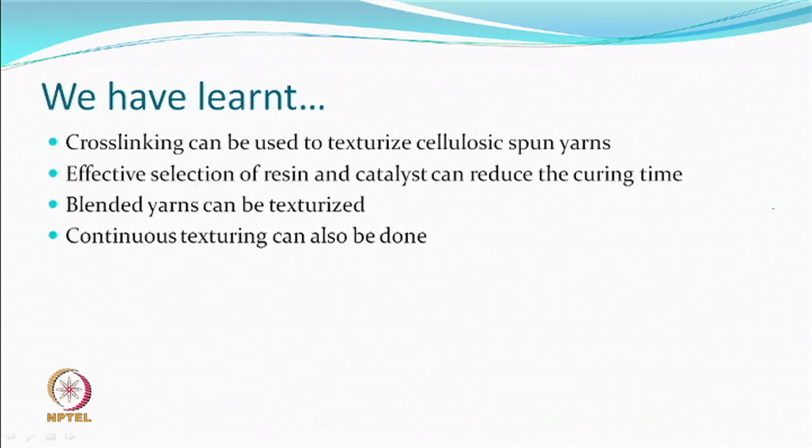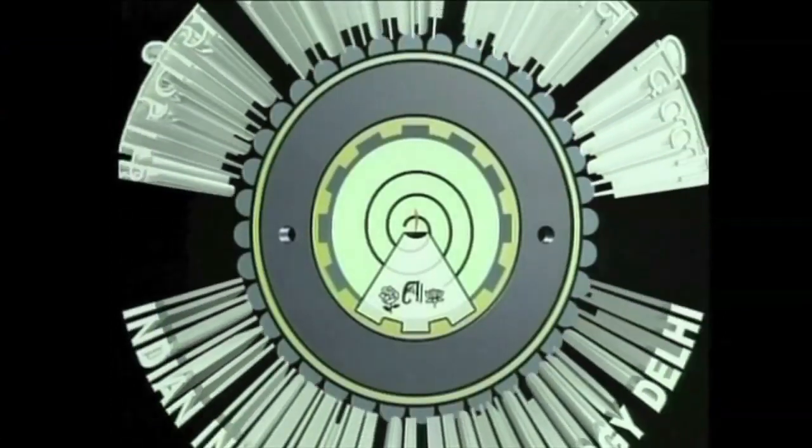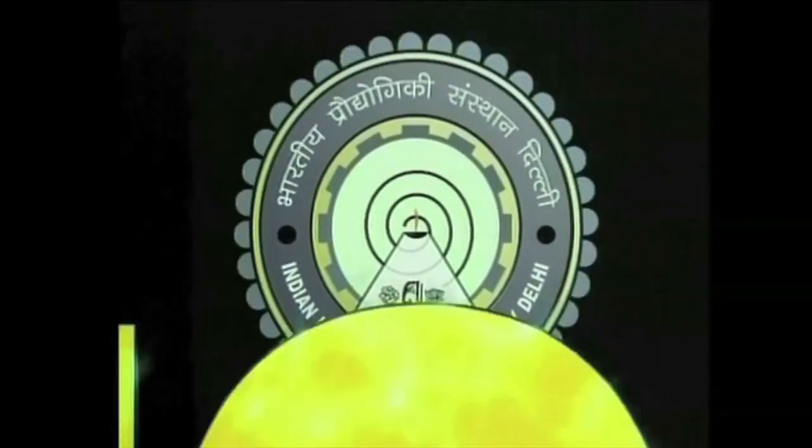So, what we have learnt is that cross-linking can be used to texturize cellulosic spun yarns. Effective selection of resin and catalyst can reduce curing time. Blended yarn can be texturized. Continuous texturing can also be done. So, some conclusion from that point of view. Thank you.